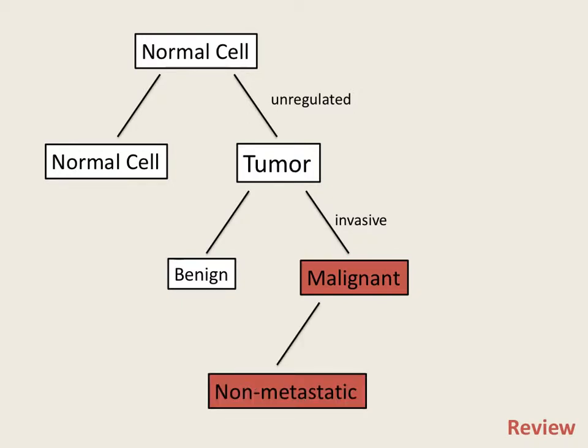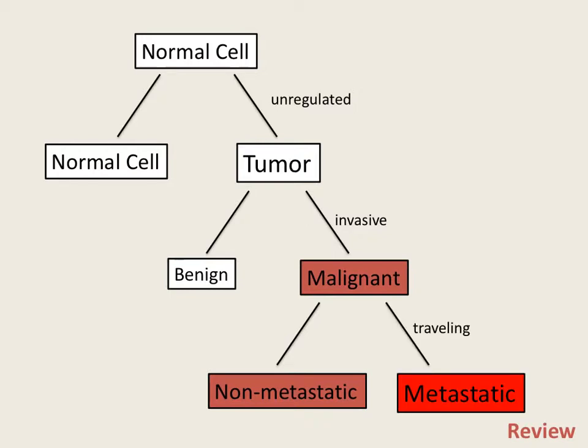Benign doesn't travel, it's non-metastatic, so it stays in place. It might kill you, but it's less likely to kill you than, let's say, a metastatic cancer like melanoma. And then metastatic means it's able to travel. So what is it lost to become metastatic? Anchorage dependence. Good.